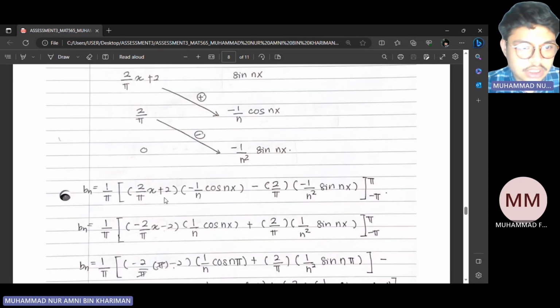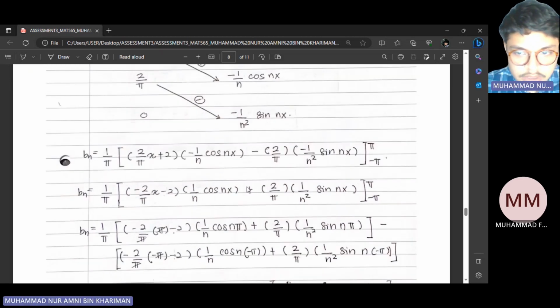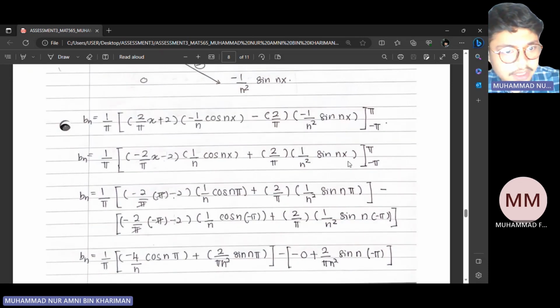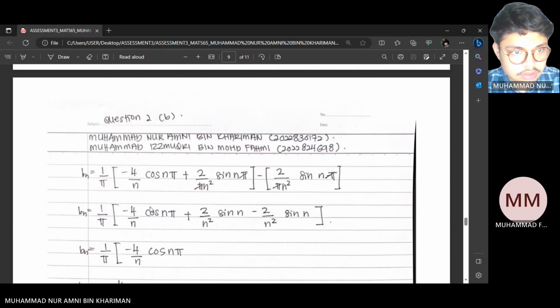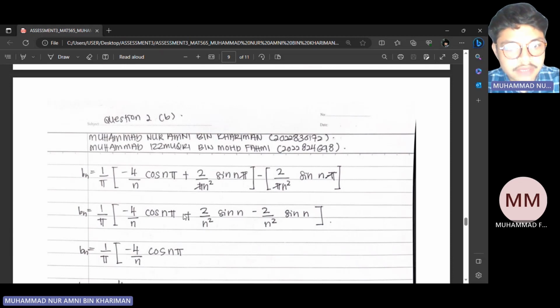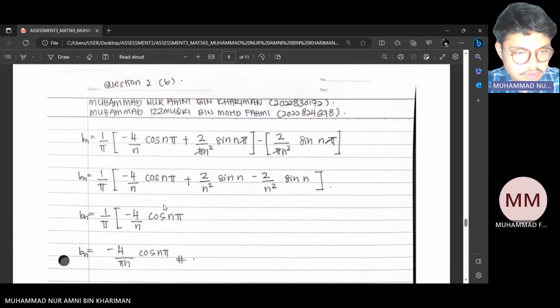Then we sub into this form: 1 over pi, bracket, 2 over pi x plus 2 times negative 1 over n cos nx, minus 2 over pi times negative 1 over n squared sine nx, and then bracket again with limits pi and negative pi. Now we sub in the values of pi and negative pi and get to here: 1 over pi times negative 4 over n cos n pi, plus 2 over n squared sine n pi, minus 2 over n squared sine n pi. Here you can directly subtract and you will get 0. And from here is the final answer.